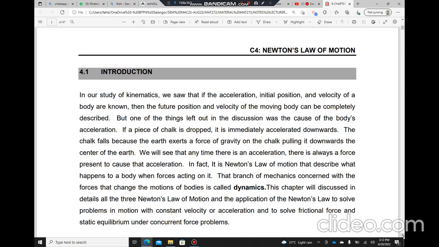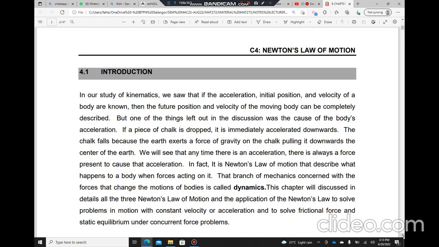If a piece of chalk is dropped, it is immediately accelerated downwards. The chalk falls because the earth exerts a force of gravity on the chalk, pulling it downwards to the center of the earth. We will see that anytime there is an acceleration, there is always a force present to cause that acceleration. In fact, it is Newton's laws of motion that describe what happens to a body when forces act on it. That branch of mechanics concerned with the forces that change the motion of bodies is called dynamics.